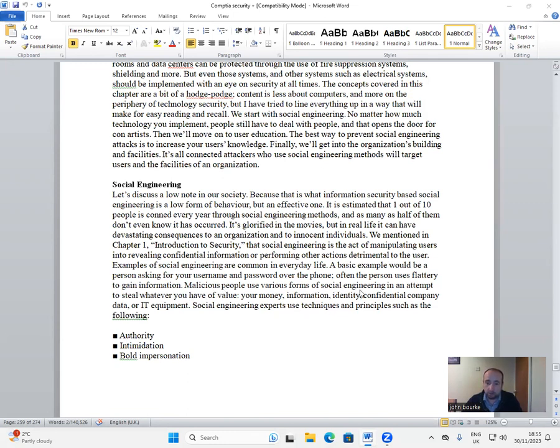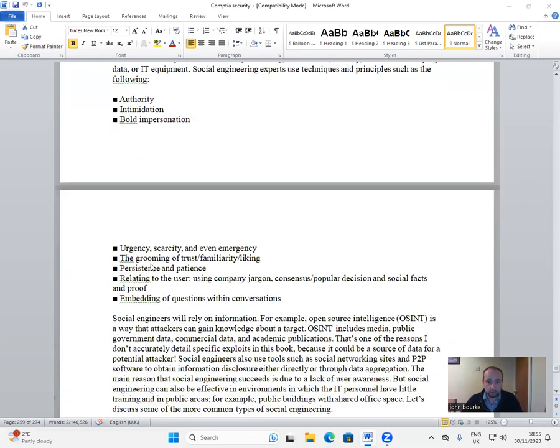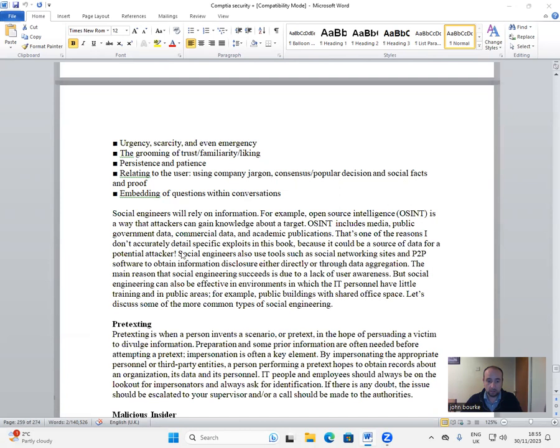Malicious people use various forms of social engineering in an attempt to steal whatever you have of value: your money, information, identity, confidential company data, or IT equipment. Social engineering experts use techniques and principles such as the following: authority, impersonation, bold impersonation, urgency, scarcity, and even emergency. The grooming of trust, familiarity, liking, persistence, and patience relating to the user, using company jargon, consequences, popular decision, and social proof. Embedding of questions within the conversation.